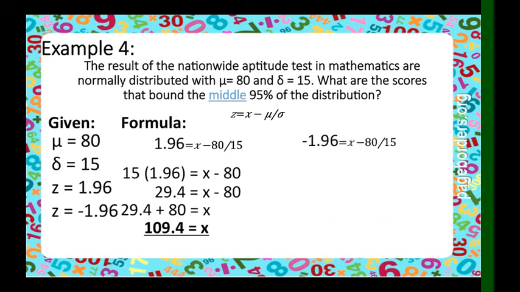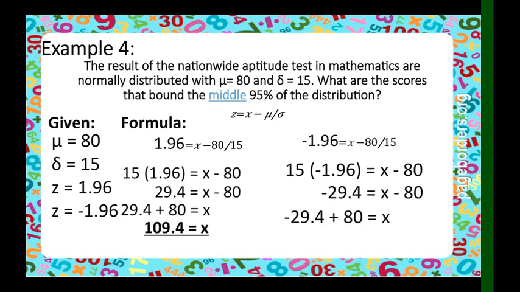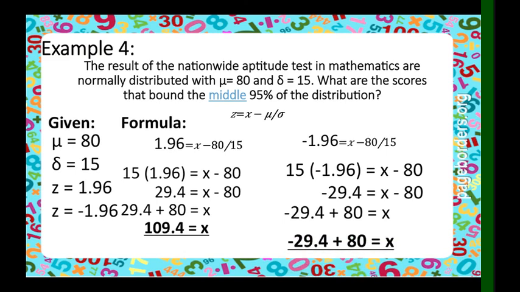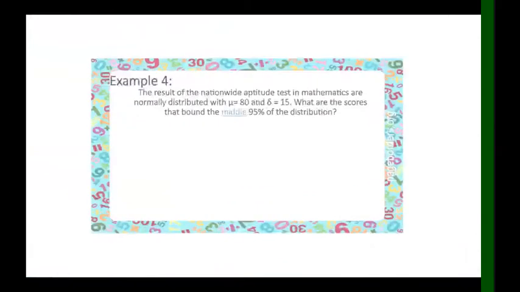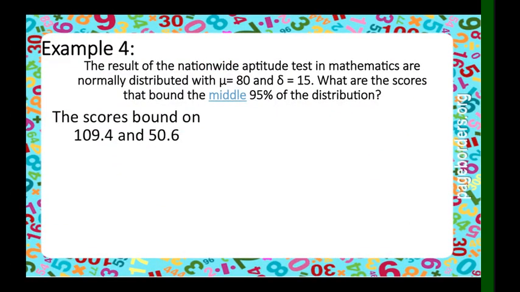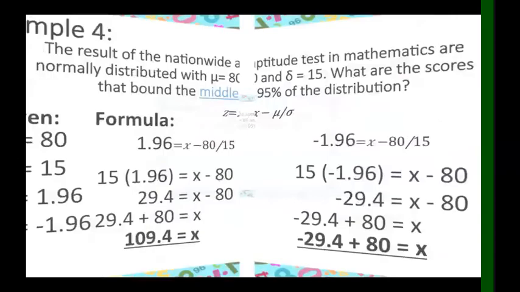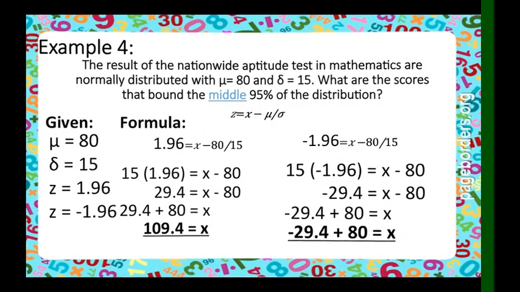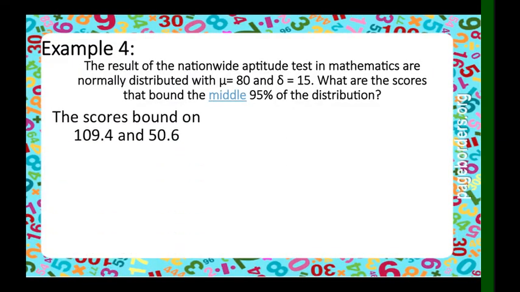Another, we have negative 1.96. So again, cross multiply. You will have negative 29.4 equals x minus 80. So transpose 80, that will become negative 29.4 plus 80 equals x. Then subtract the two because they don't have the same sign. So what's the answer? Okay, the answer is 50.6. So the scores are bounded by 109.4 and 50.6. Those are the scores at the ends of the 95%.